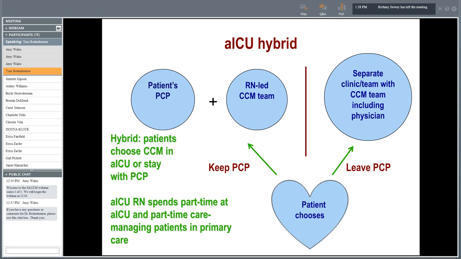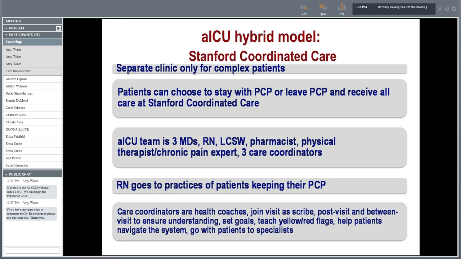Unfortunately, so far, there's not a lot of good research to show whether being in the more primary care model or being in the AICU separate high-risk team or high-risk clinic model, which one works better. But here's an example at Stanford here in California. Stanford has a hybrid model, which is called Stanford Coordinated Care.